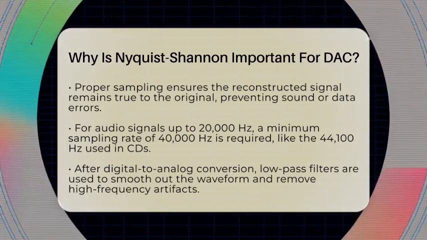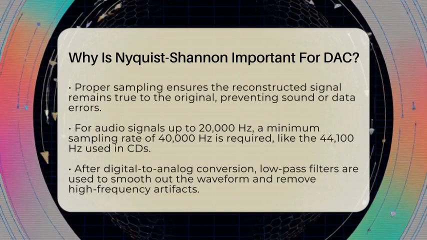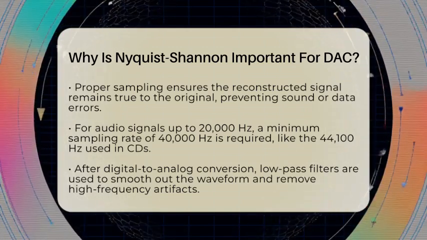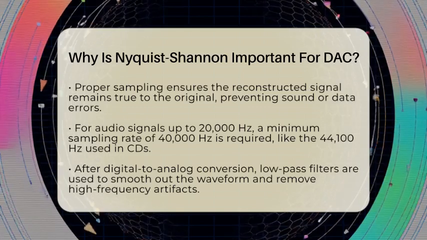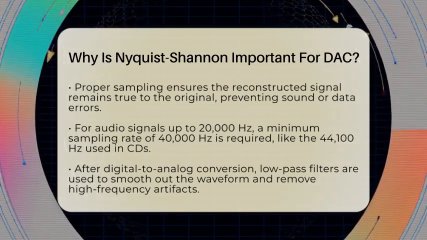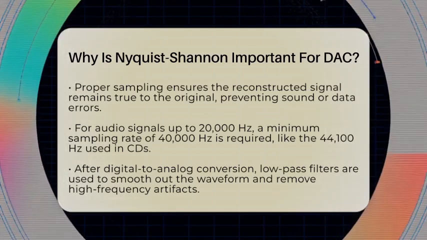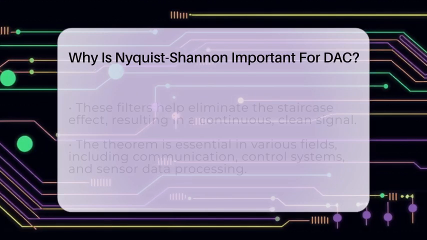For example, in audio systems, if you want to reproduce sounds up to 20,000 Hz, you need a sampling rate of at least 40,000 Hz. That's why audio CDs use 44,100 samples per second. This rate covers the entire range of human hearing and prevents aliasing.